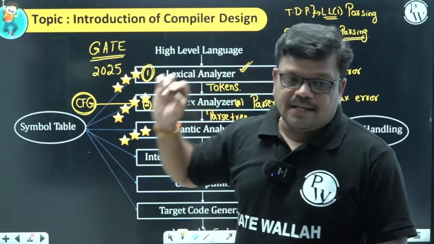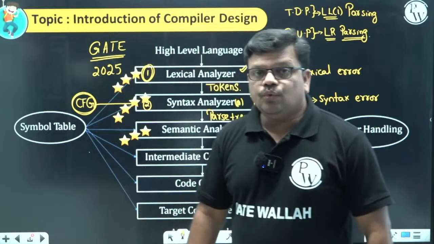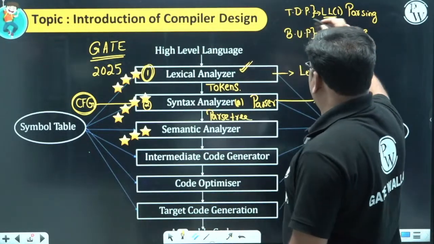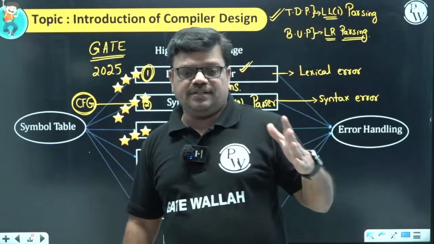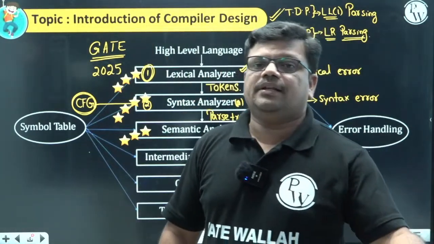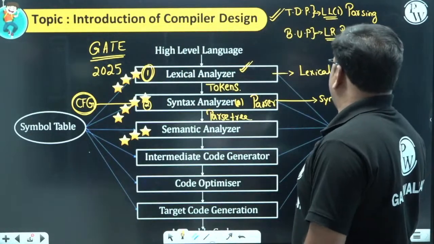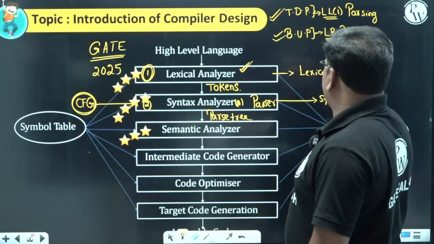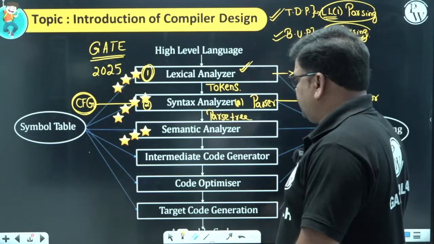In our previous classes, we were discussing how to construct tables. For the top-down parser, we have seen the LL1 table construction. From there, we can get questions. Many questions have come, including in GATE 2024, where we had a question on this. So for the bottom-up parser, LR parsing is the most important thing. These things we discussed in previous classes.